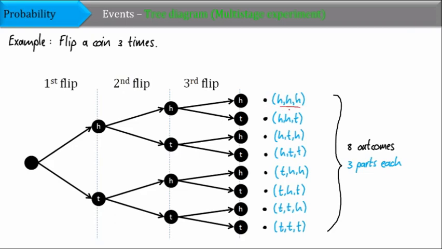So in this case, 3 heads describe the first outcome. 2 heads and a tail, that describes the second outcome. Head, tail, head, that describes the third outcome. And then the last one we have 3 tails, and that describes the last outcome.